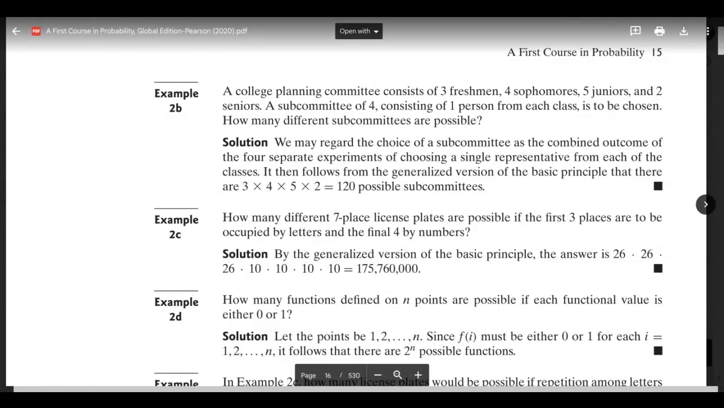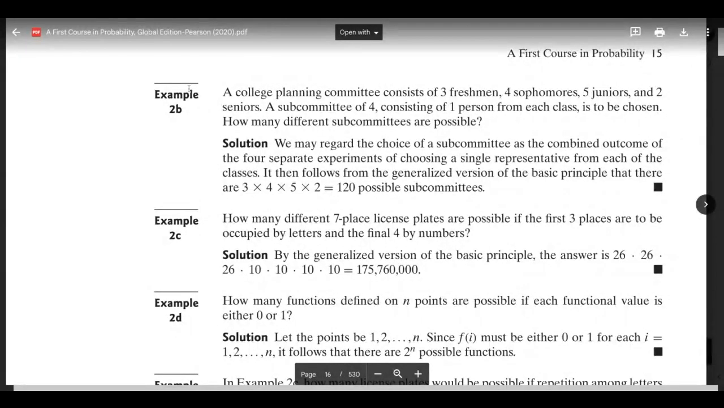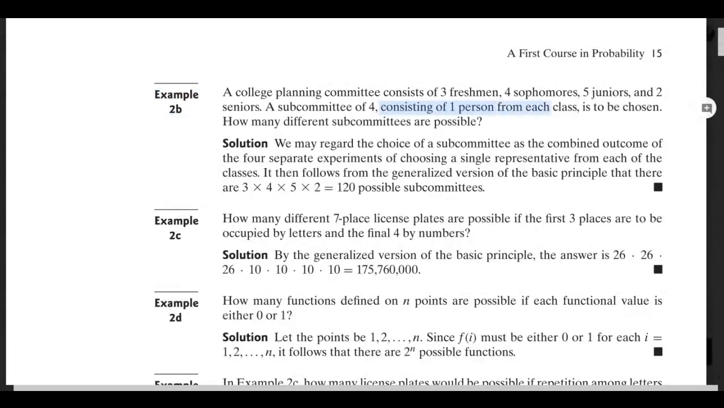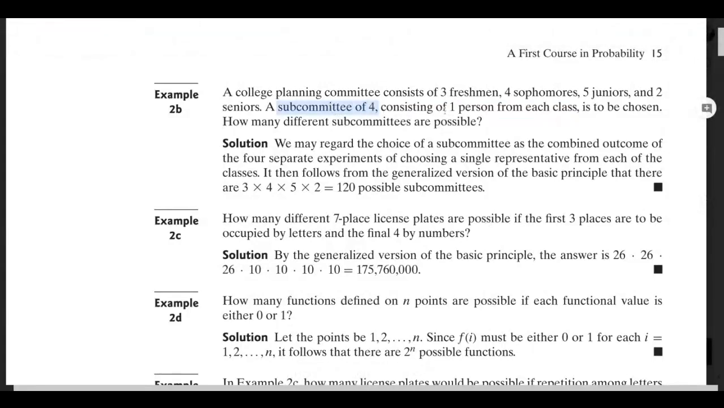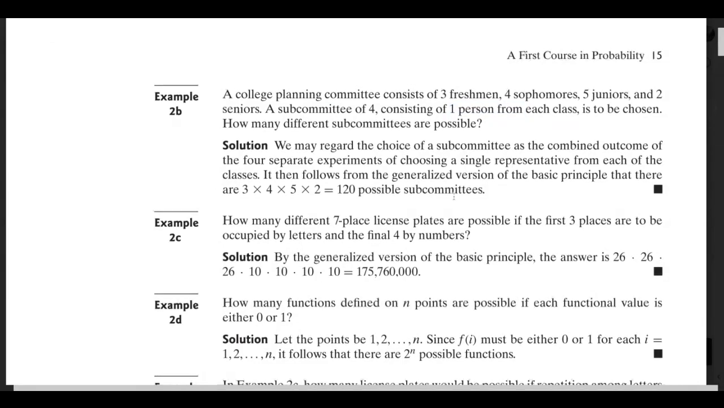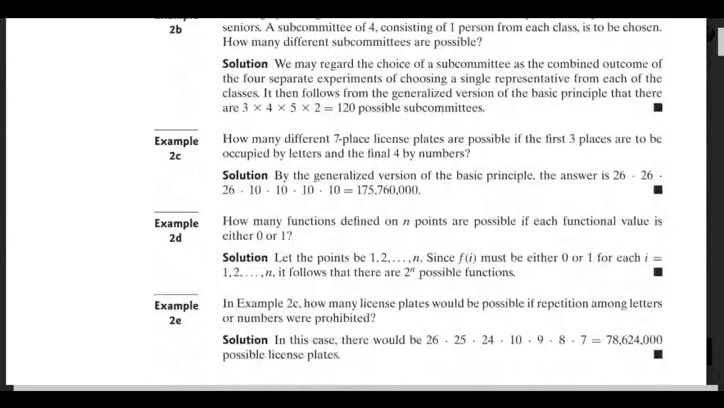So we just multiply all the numbers, all the outcomes, as Catherine is saying, but also be very careful with the wording. You see example 2b, right? Without saying consisting of one person from each class, the question will be different. And this one, we can apply the counting principle because we choose 4 and 1 from each class. That's the key point. So we can apply counting principle.